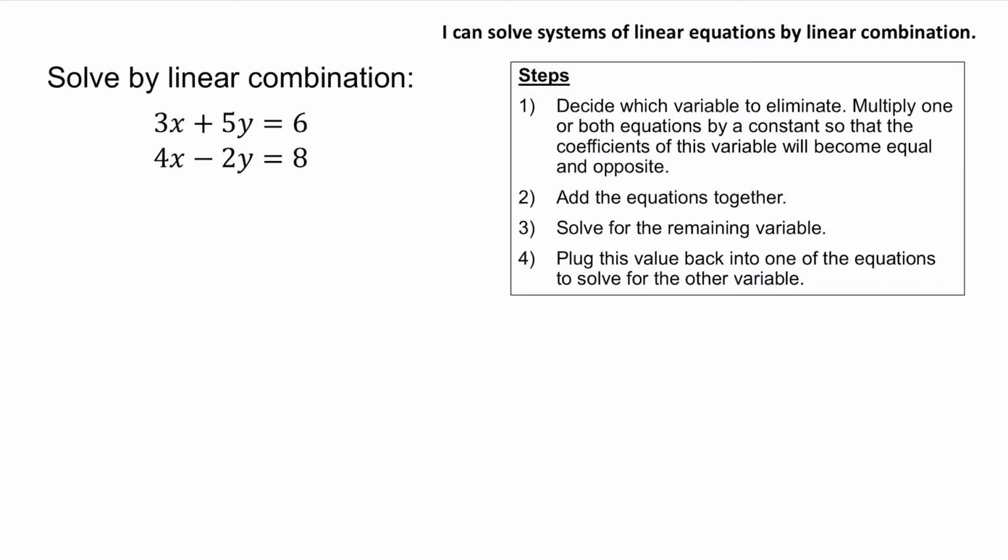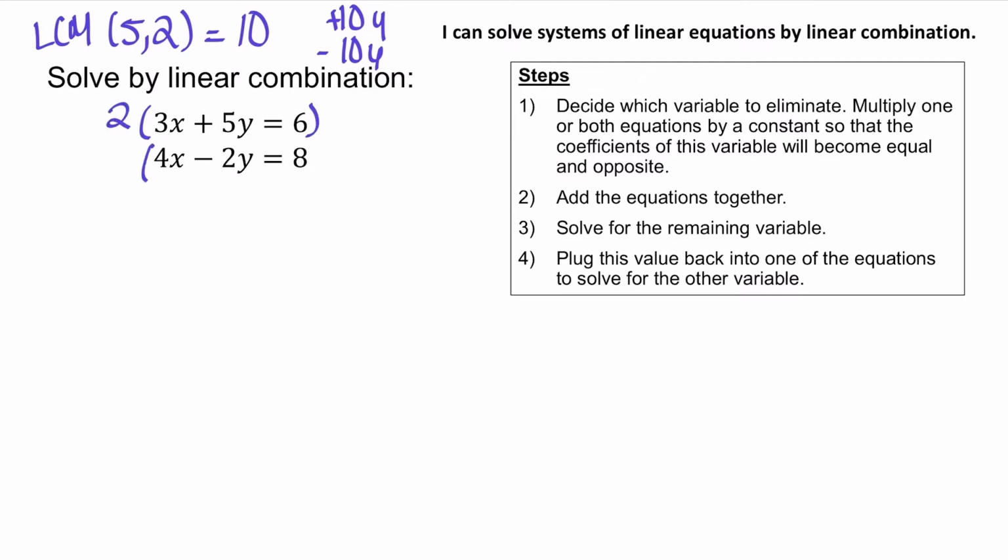But if I look at y, notice that I have a plus 5y and a minus 2y. So if I figure out the LCM of 5 and 2, I can multiply in a way to get these two terms to cancel. So the LCM of 5 and 2 is 10. So I want my top equation to be a plus 10y and I want my bottom equation to be a minus 10y. So I need to figure out how I can multiply these two equations by a number to get that to happen. Well, I can do that if I multiply the top equation by 2 and the bottom equation by 5. So I'm going to take that top equation and multiply it by 2.